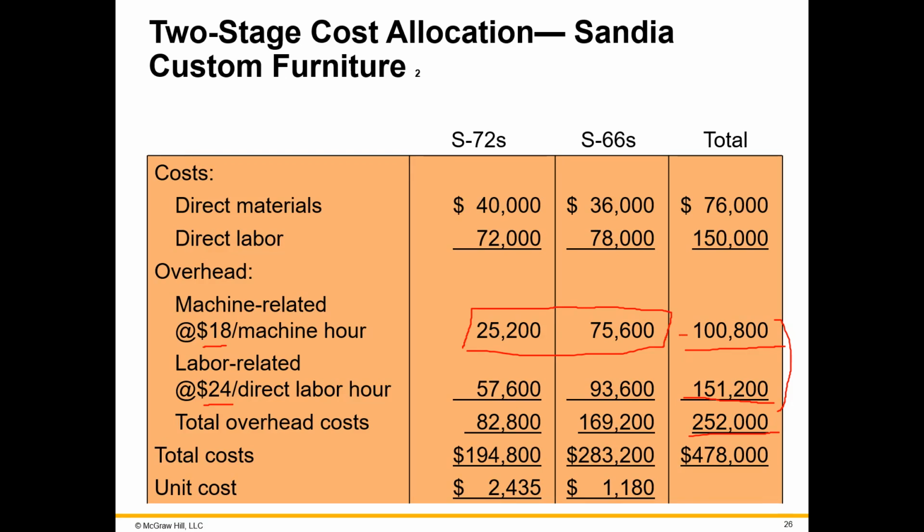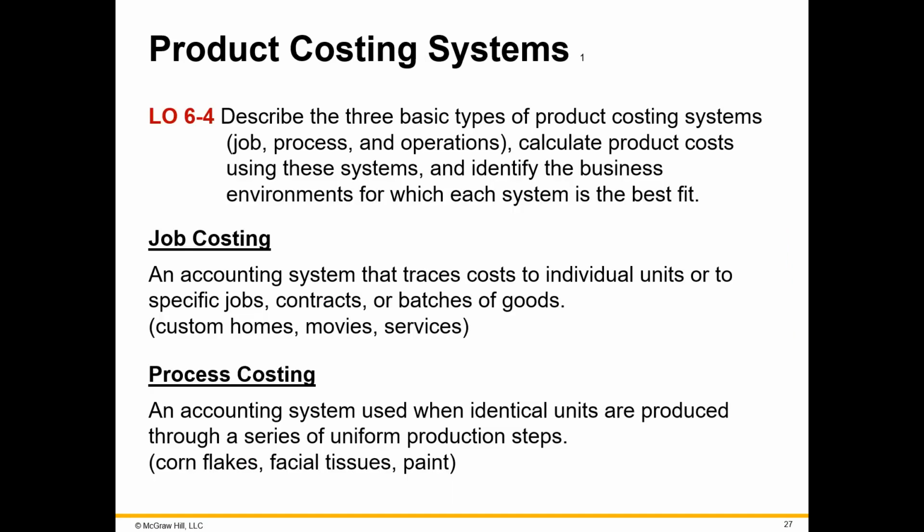And finally, there are different product costing systems. You have a job costing system that's more applicable to certain types of industries, like in this case they say custom homes or movies or services. So each of these jobs are going to have enough differences that it doesn't really make sense to apply costs based on a repetitive process, because these types of jobs don't have enough repetition to be able to effectively track costs in that method. You compare that to a process costing system, and they say that's something like a cornflakes plant or a facial tissue plant or a paint manufacturer.